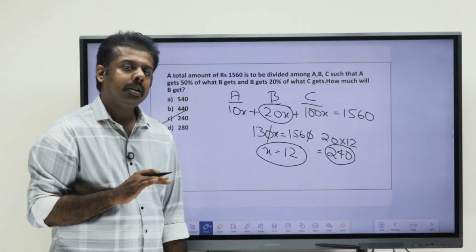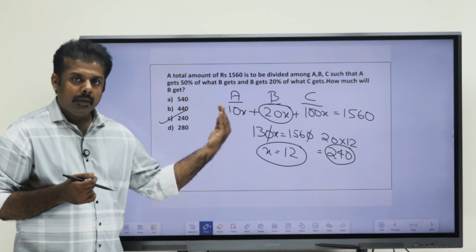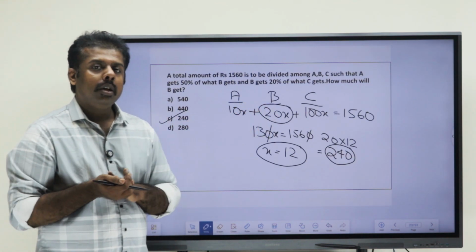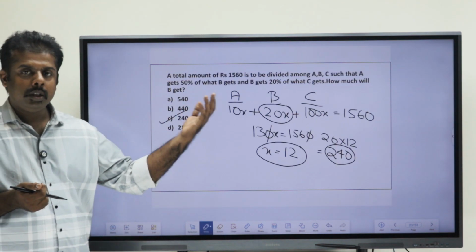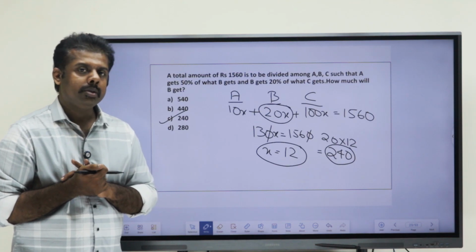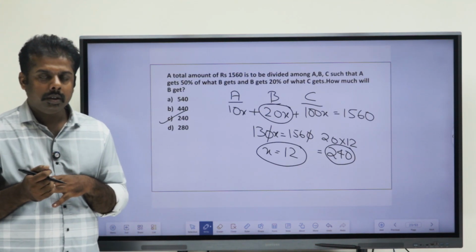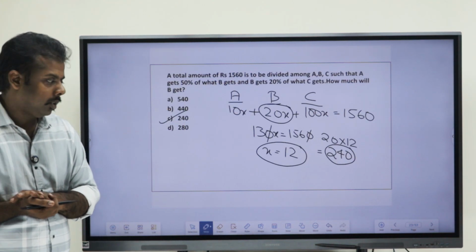Okay, so simple question. We just started with a point. What we did, we started with C. We assumed the amount that C is going to get as 100x, and then connected the two conditions based on that. Okay, so easy question, but an important question as well. I hope that you got the question as well. Okay, now I think we can move to the next question.